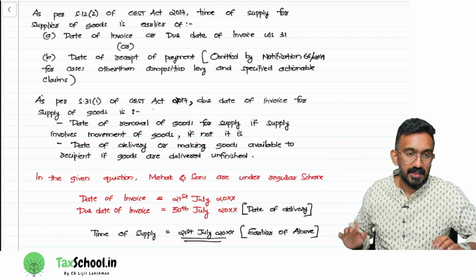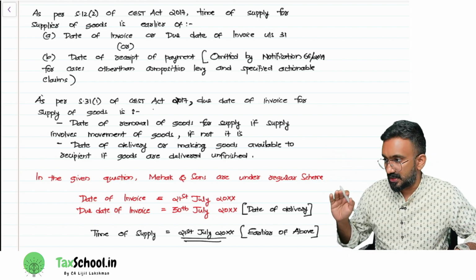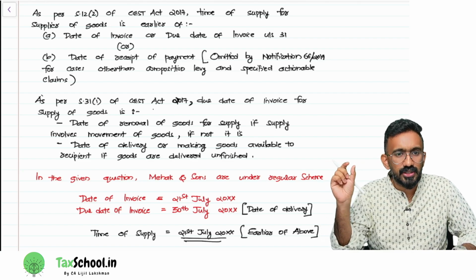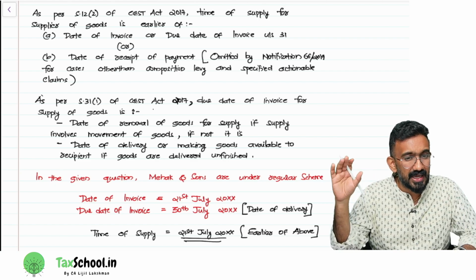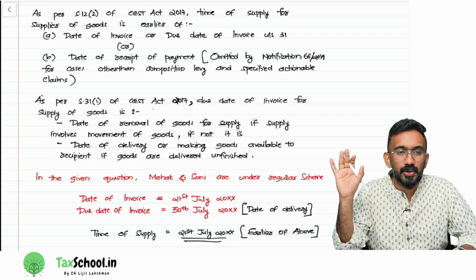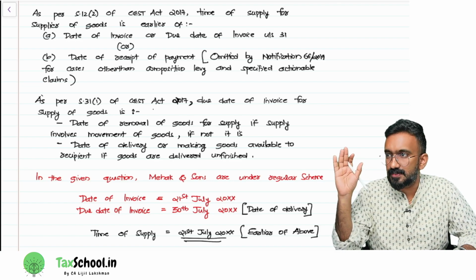This is how the answer has to be written. I have written the answer and I'll just quickly go through it to ensure that you know how to write the answer. So this is a time of supply question answer structure. First I have to reproduce Section 12 subsection 2.